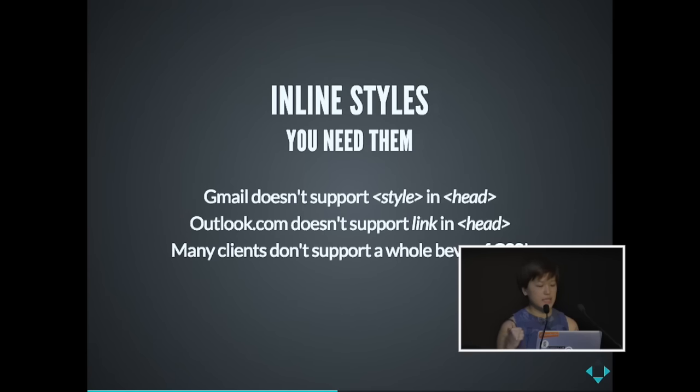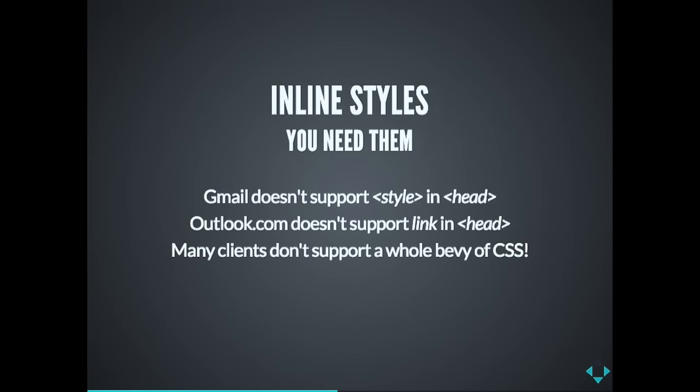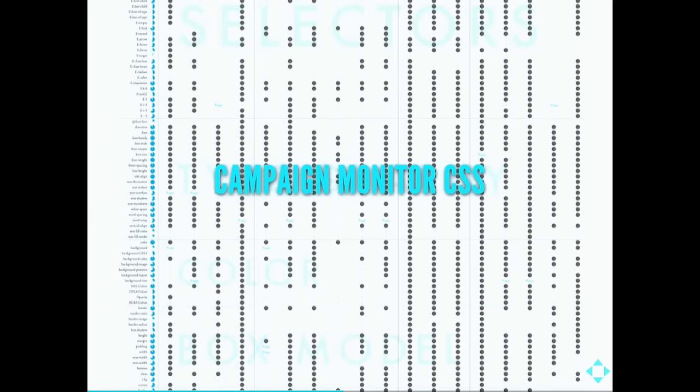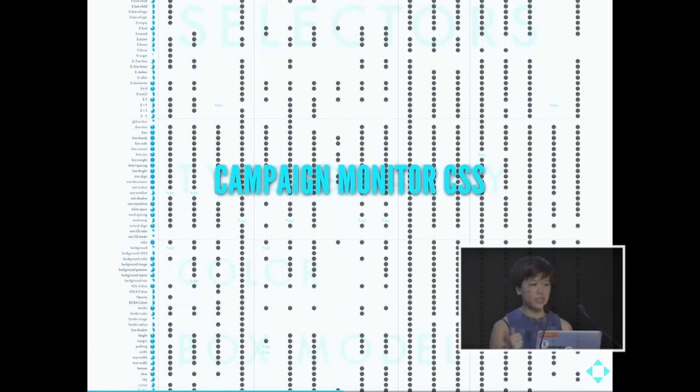Next up is inline styles. You definitely need them. Reason being, Gmail doesn't support a style in the head, Outlook.com doesn't support a link element in the head, and many clients don't support a whole bevy and slew of CSS. So a really great page to help you know what is supported is Campaign Monitor's CSS page here. What you see here is a really great chart which shows all of these different email clients and what CSS is supported in them.